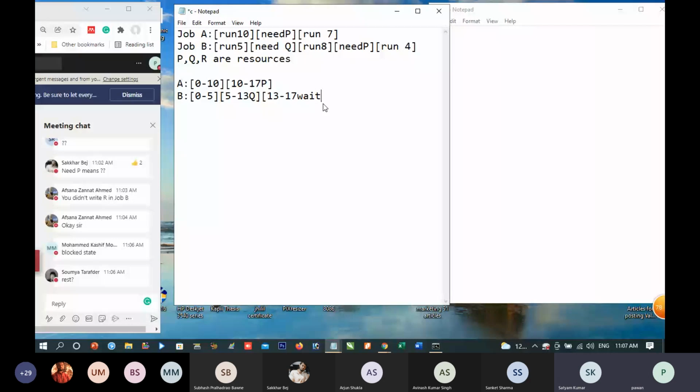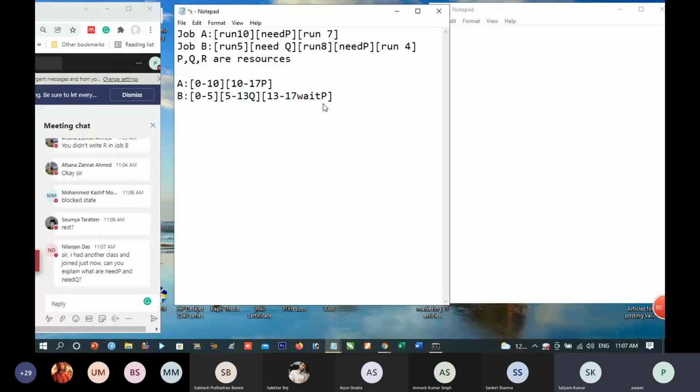It will wait, and it is indeed waiting for resource P to be free. At time t equal to 17, job A is over and P is free. Now job B will get P, and it will be executing from 17 to 21 time by using P and Q both.